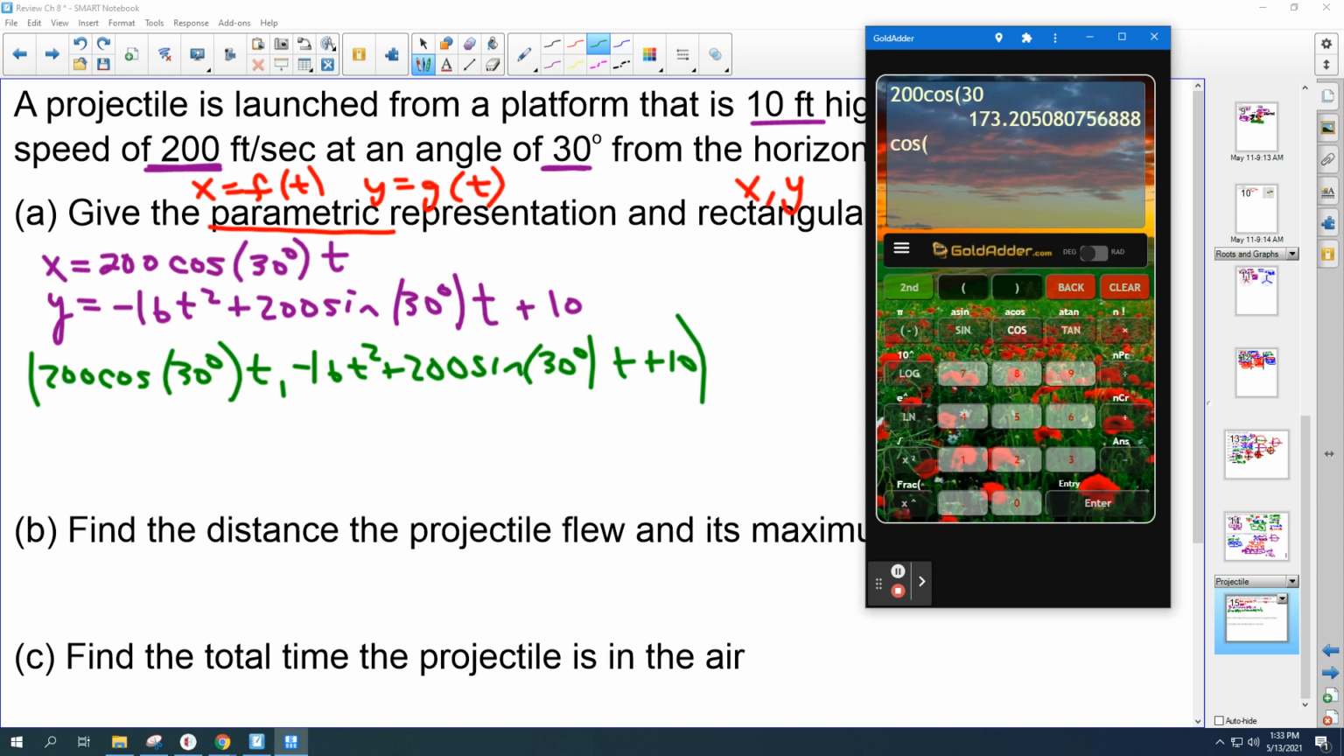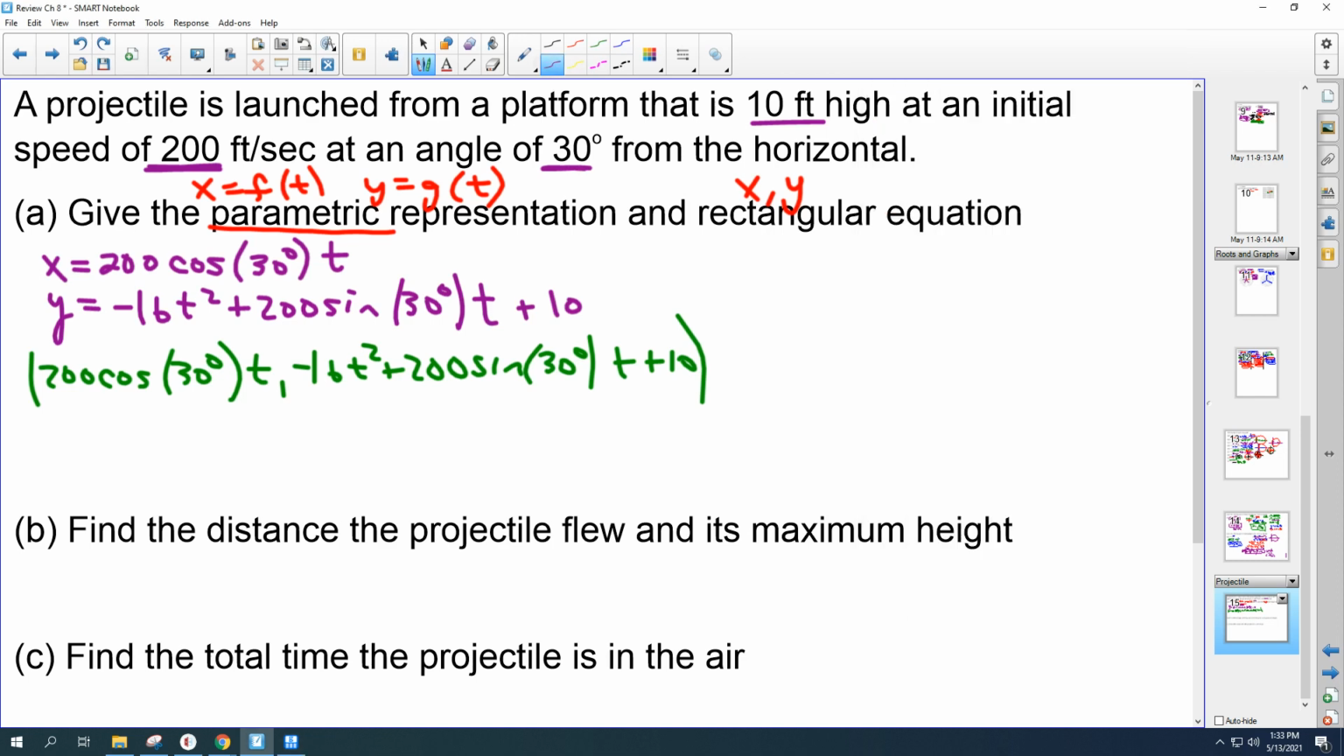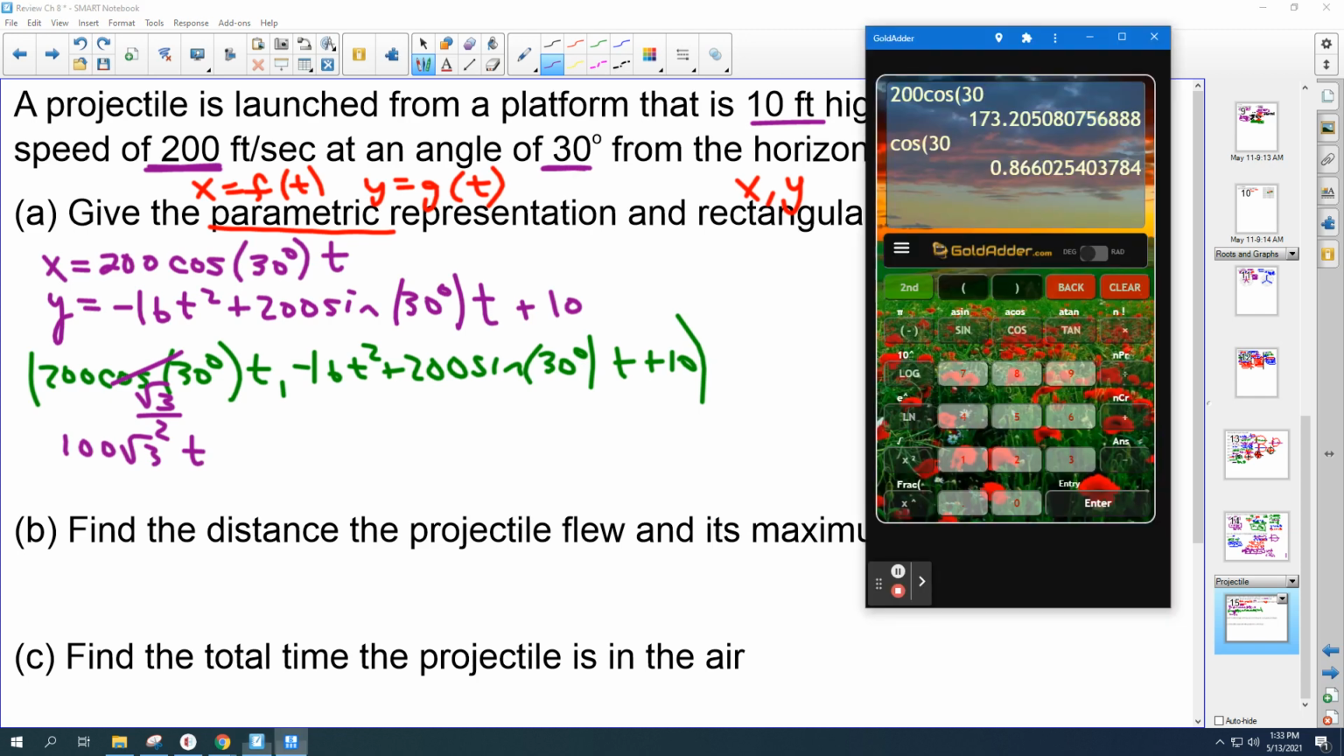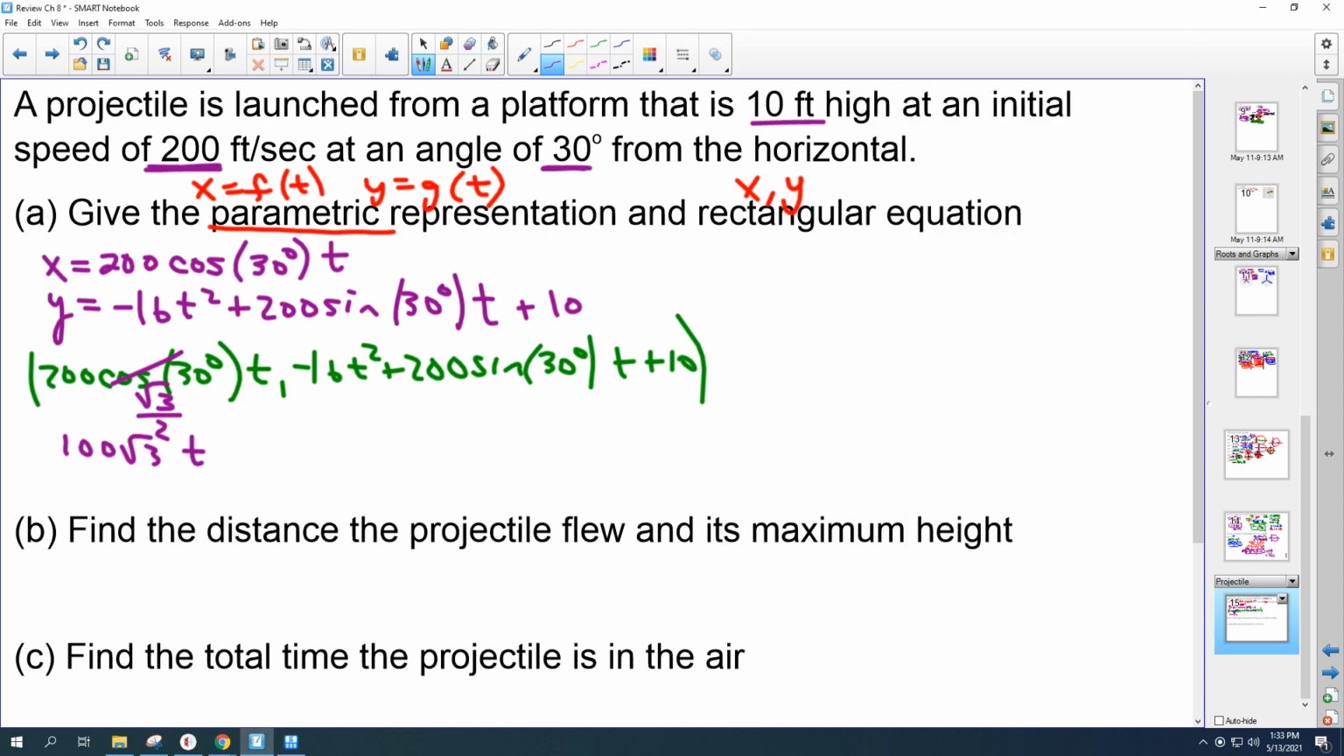So 200 cosine 30 is a weird number. Remember what cosine 30 is? 0.866. That's square root of 3 over 2. Square root of 3 over 2 times 200 is going to be 100 square root of 3. So 100 square root of 3 times t. And sine 30, we go 200 sine 30. Oh, that's nice, because remember, sine 30 is 1/2. So 200 sine 30 is 100. So we have negative 16t squared plus 100t plus 10.